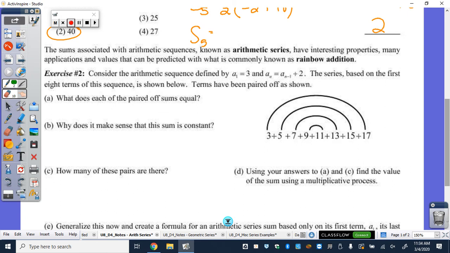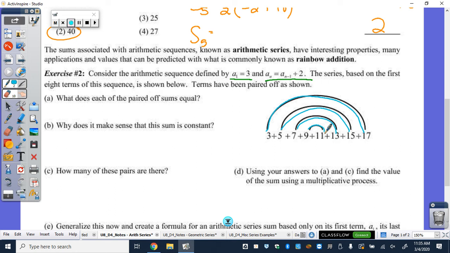Consider the arithmetic series defined by the first term being 3, and you keep adding 2 to get to your next term. That creates my sequence of 3, 5, 7, 9, 11, 13, 15, 17. The series, based on the first 8 terms of the sequence, is shown below. Terms have been paired off as shown. We grouped the first and the last, then the next 2, and then the next 2, and then the next 2. That's what they refer to as rainbow addition, because it makes a little picture of a rainbow. If I add both ends of all 4 of those rainbows, what is our sum?